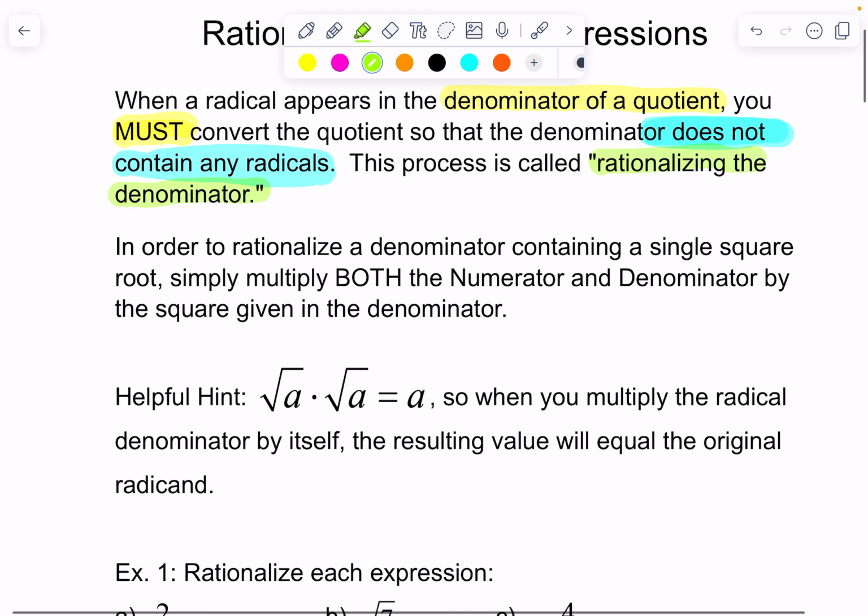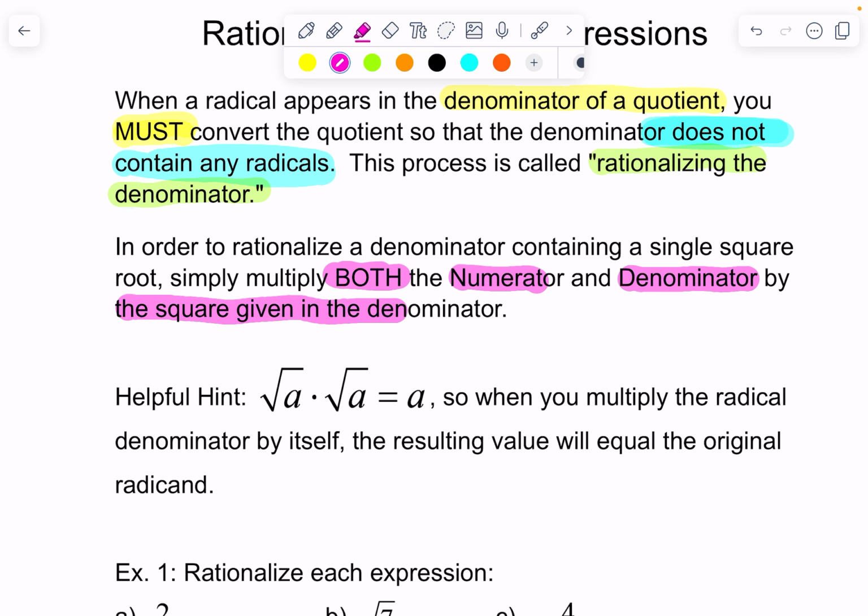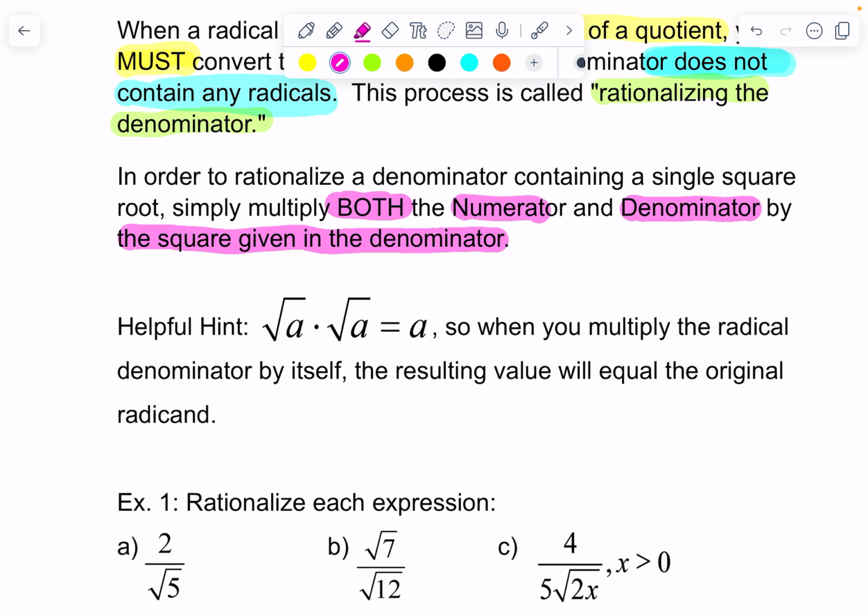In order to rationalize a denominator containing a single square root, simply multiply both the numerator and denominator by the square root of the given denominator. It's pretty simple. Think of this as a helpful hint. The square root of a times the square root of a will always equal a. So when you multiply the radical denominator by itself, the resulting value will equal the original radicand.